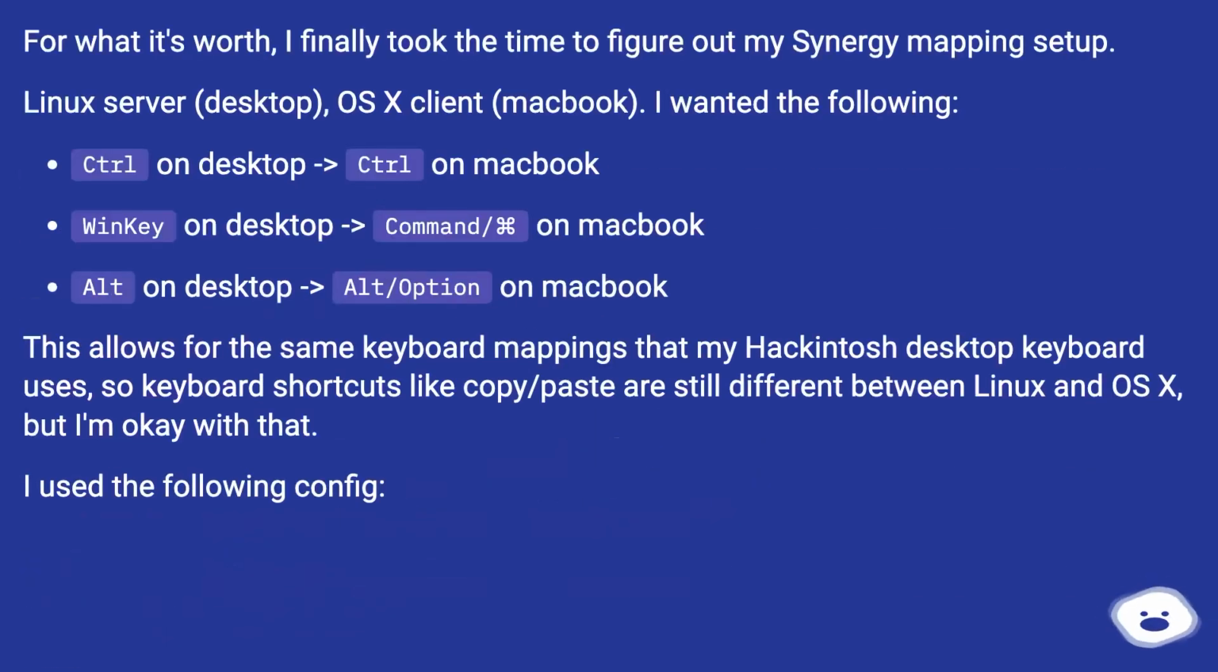For what it's worth, I finally took the time to figure out my Synergy mapping setup. Linux server desktop, OS X client MacBook. I wanted the following: Control on desktop to Control on MacBook, Winky on desktop to Command on MacBook, Alt on desktop to Alt/Option on MacBook. This allows for the same keyboard mappings that my Hackintosh desktop keyboard uses, so keyboard shortcuts like copy/paste are still different between Linux and OS X, but I'm okay with that. I use the following config.